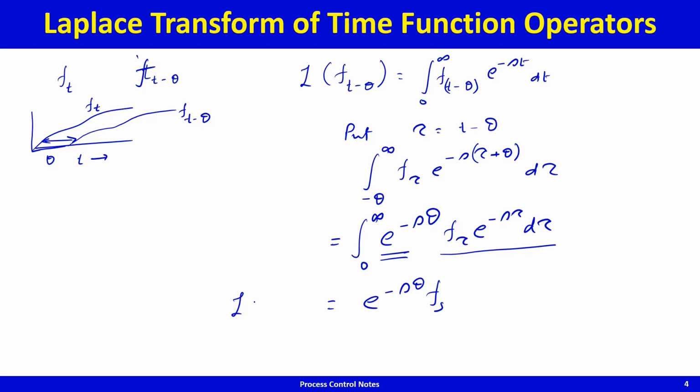So the Laplace transform of a function delayed by theta time units is e to the power minus theta s times the Laplace transform of the function itself.